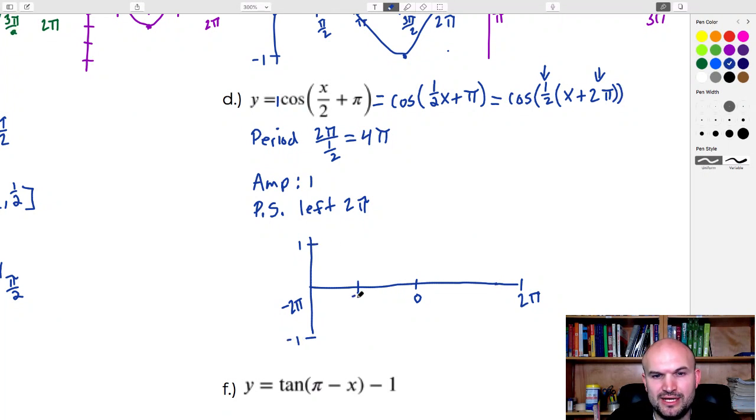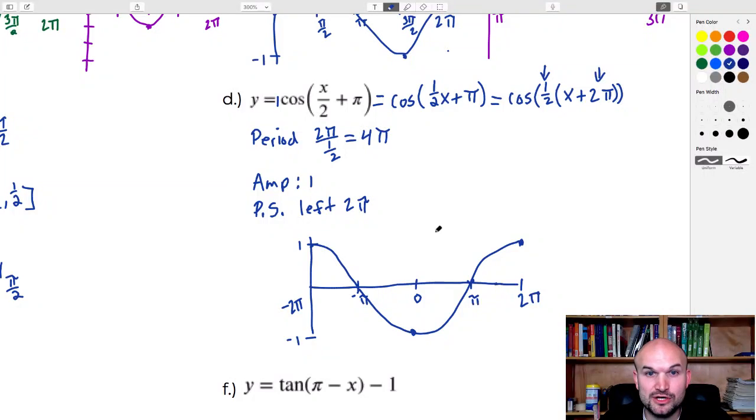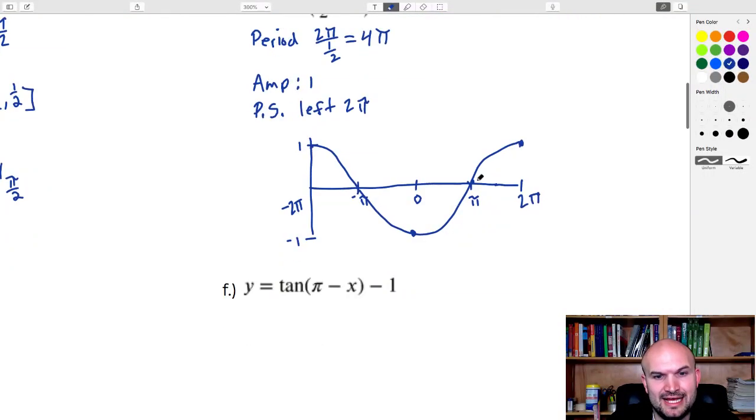So this will actually be at negative pi, and this will be at pi. You don't need to know the x scale, but it can be helpful to remember it. There we go, that point, that point. There you go. So that basically covers the sine and cosine.